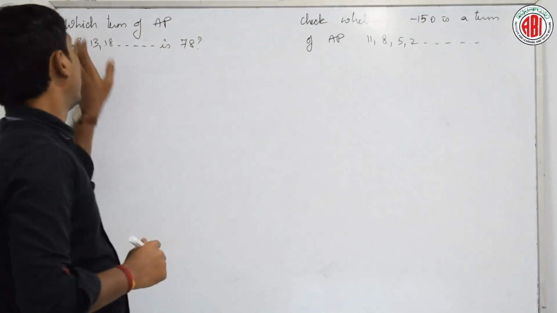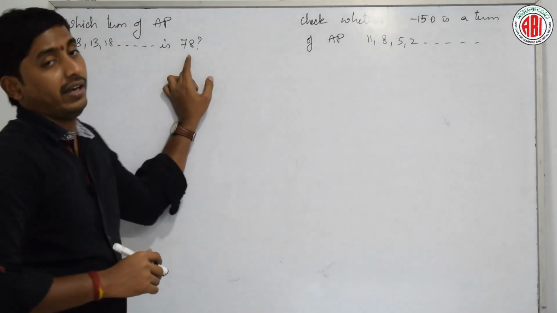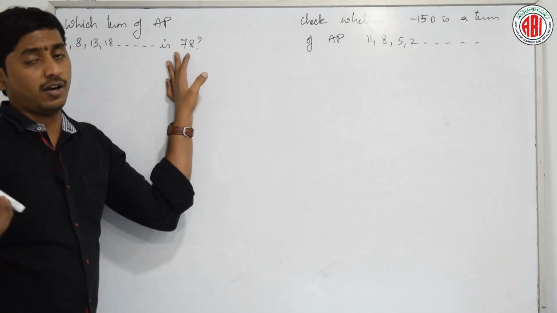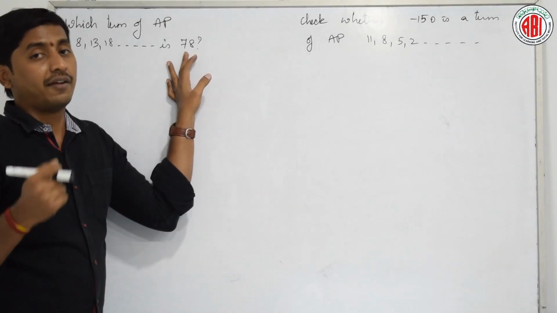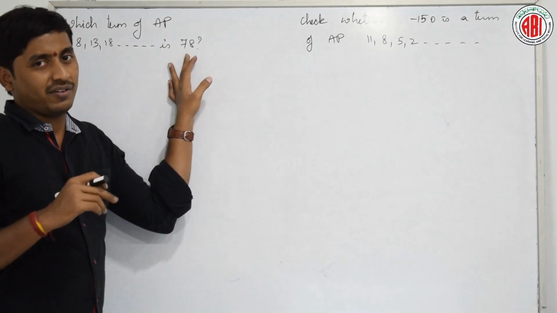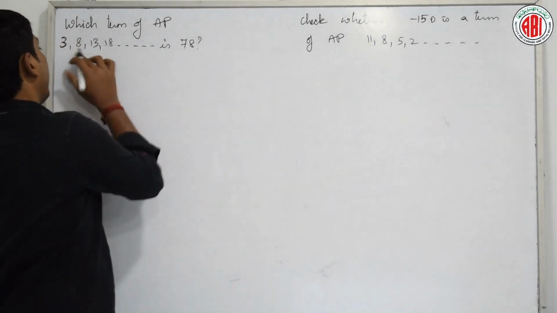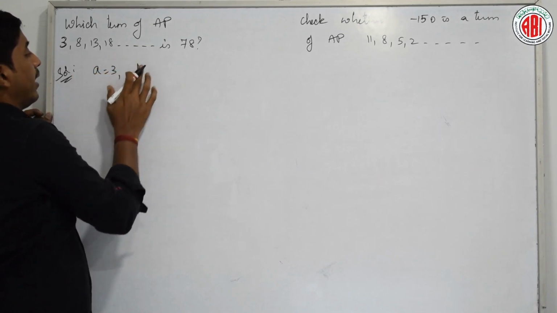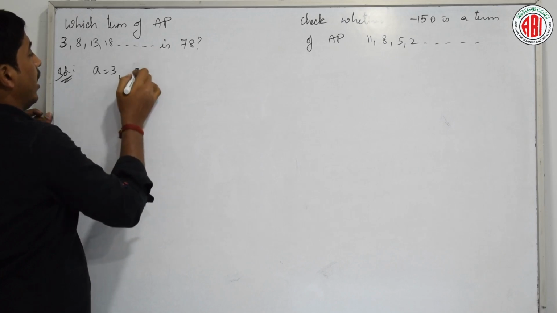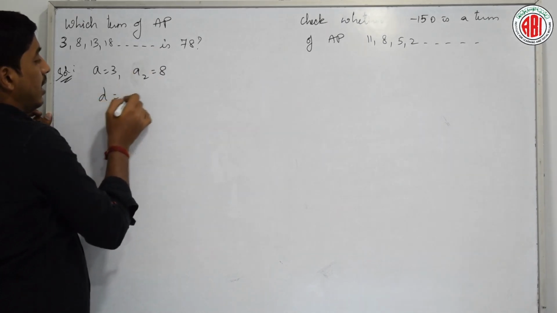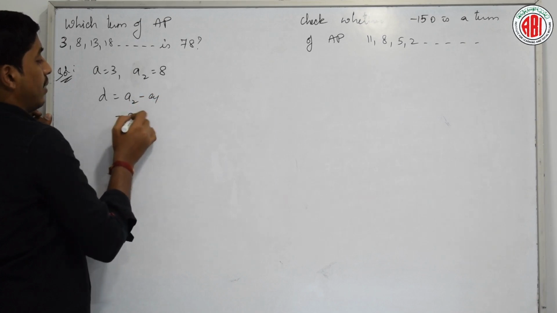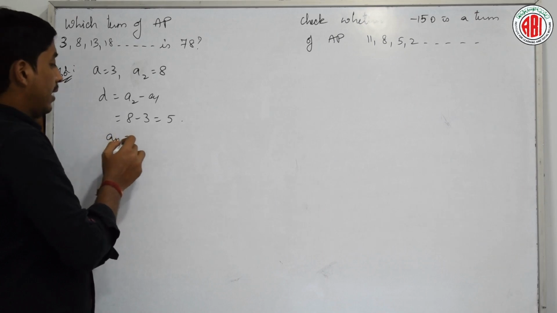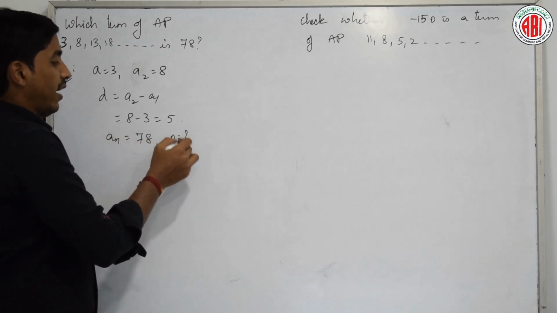Now see here. Here also the same question: which term of the AP is 78? That is, 78 is some number, and I don't know which term it is. n is what we have to find, the term that equals 78. Same as the previous question, right? Fine. What is all given here? a is given as 3, and let us write a2 also, as 8. What is d? The difference between the second and first term, 8 minus 3 is 5. Right? And an is given as 78. I have to find the value of n.